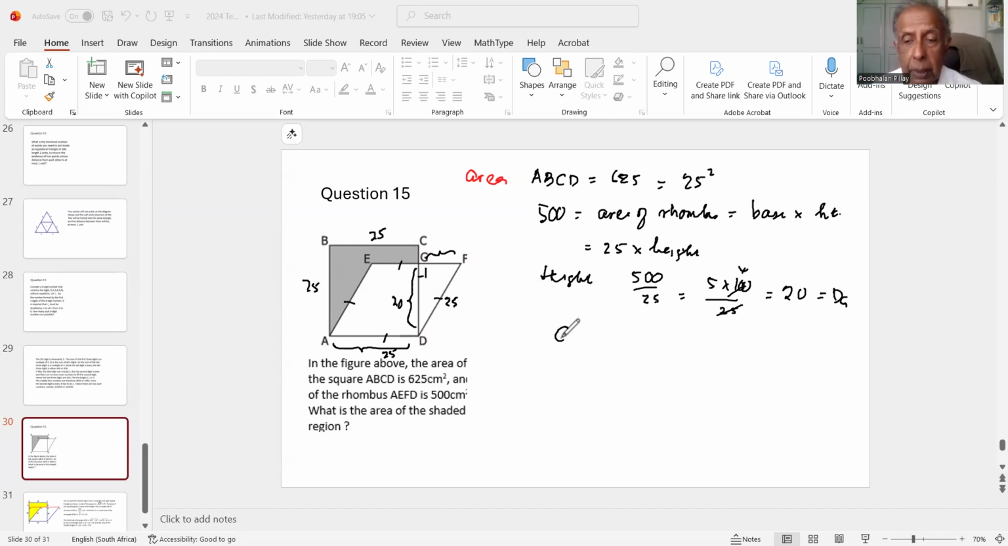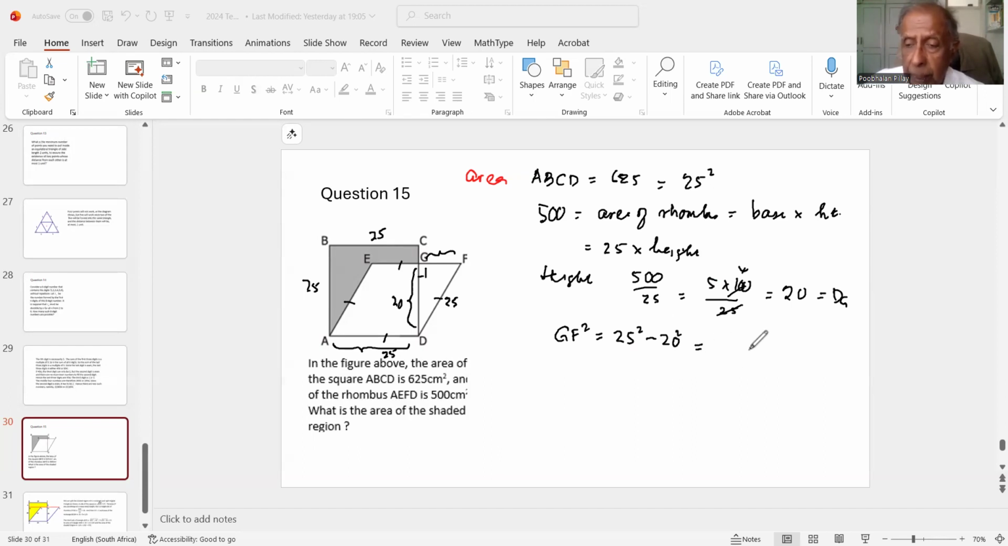So GF squared, I'm not even looking at the question, I'm just trying to get as much information as possible. GF squared is in a right angle triangle, you've got two sides there. So there's 25 squared minus 20 squared. Now, I don't work out the whole thing, I don't square this and find the square root.